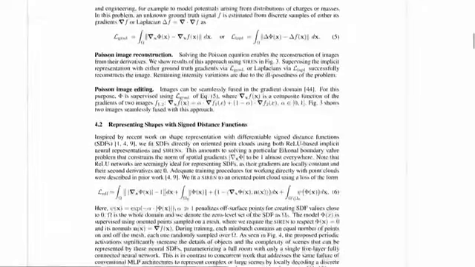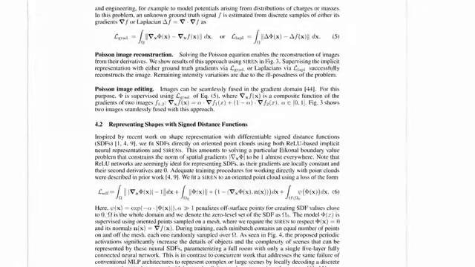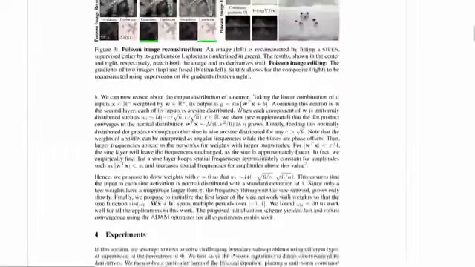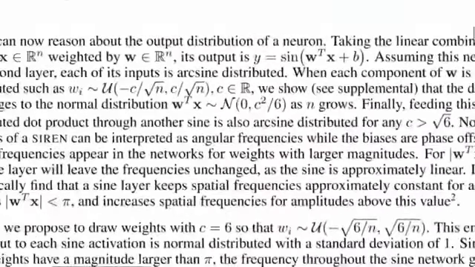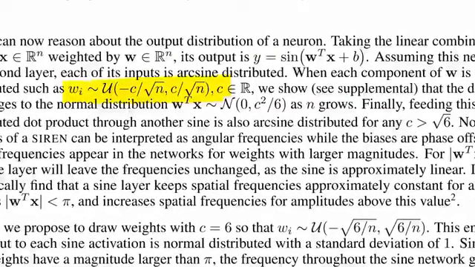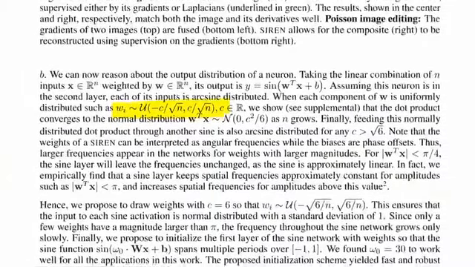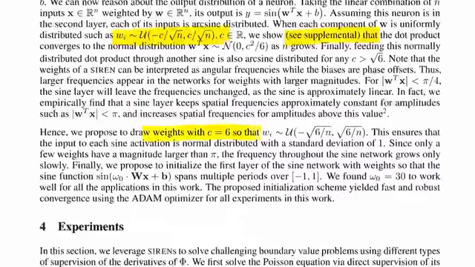So actually they just describe it. It's not very interesting, but you need to sample the weights uniformly from this uniform distribution, and they have a proof in the supplementary material where they show why that is. So, here we propose to draw weights with C equals 6 such that W is in this uniform distribution right here.